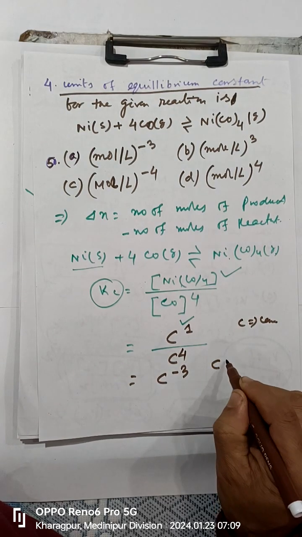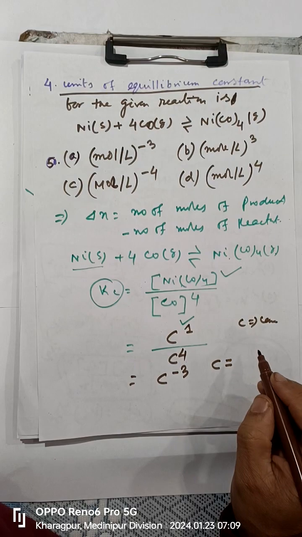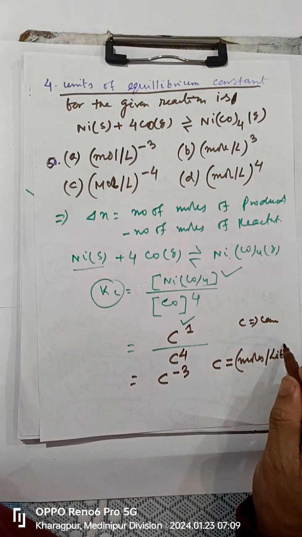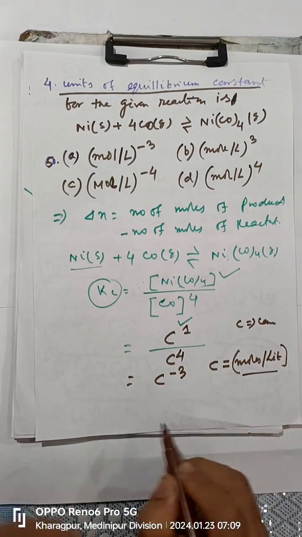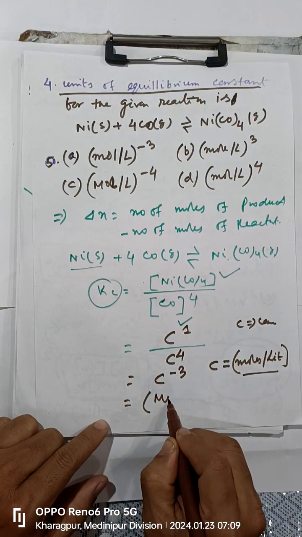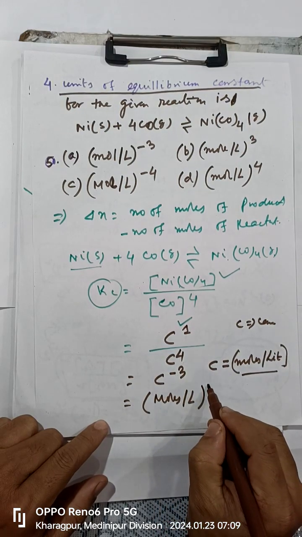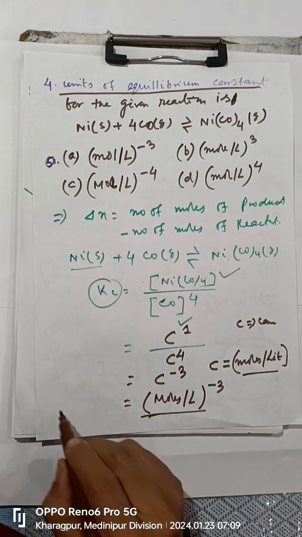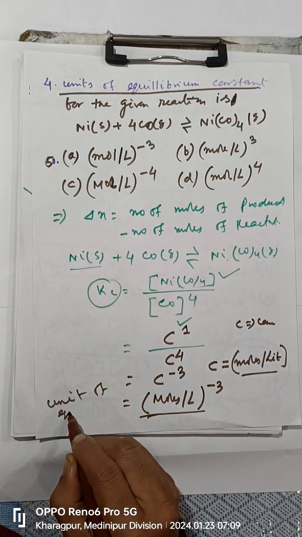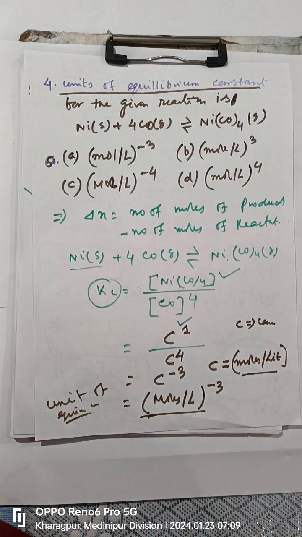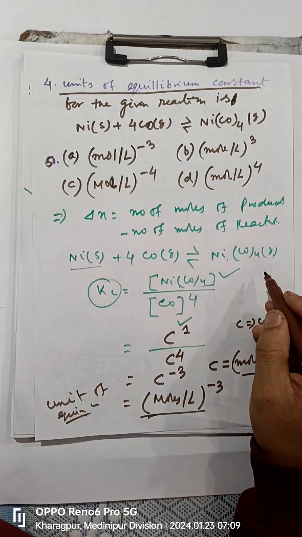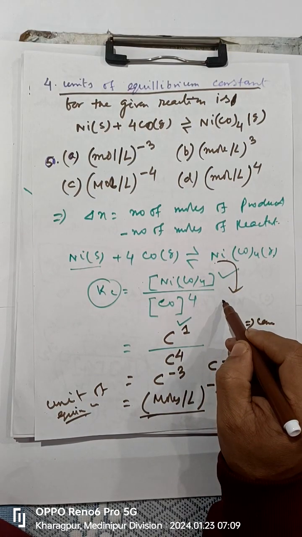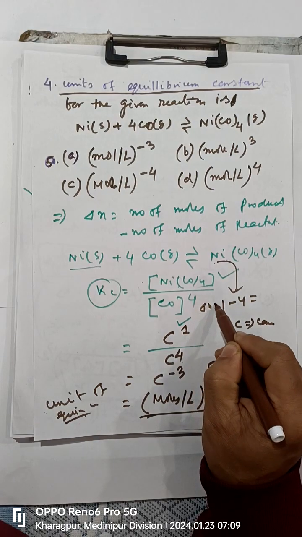So all of you know the concentration of the reactant or the product is given by moles per liter. Okay, so C is equal to moles per liter, therefore we can write here moles per liter to the power minus 3. So this will be the unit of the equilibrium constant. So here also, it depends on the value of delta N. How is it dependent on delta N? You see here the delta N value for this reaction is 1 minus 4, which is equal to minus 3.